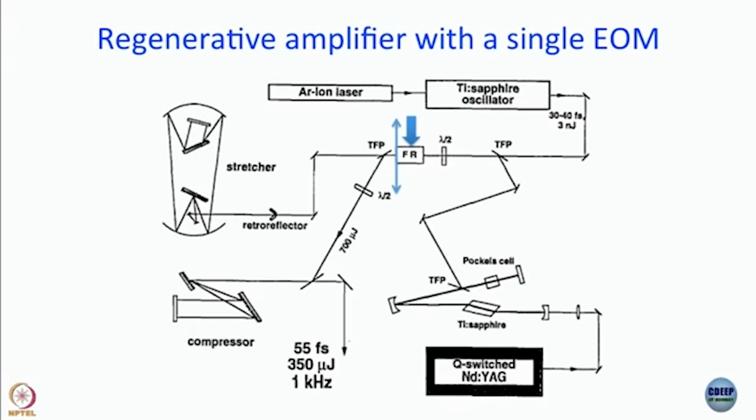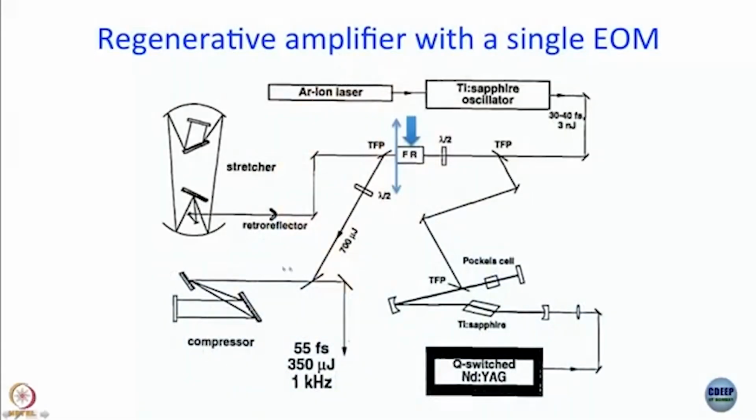Then what happens is, it goes through the thin film polarizer. So, see, the design is such that you use the same path until a point, and then there is a branching. From the second thin film polarizer that is there, the light beam has a choice. It can either go straight and enter the stretcher, or it can get reflected and go into the compressor.